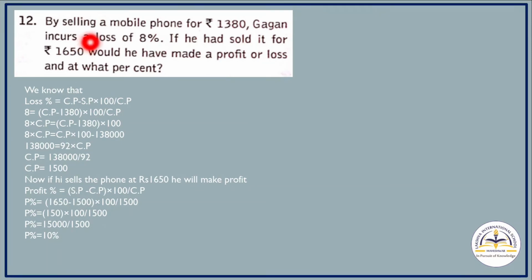Question number 12. By selling a mobile phone for rupees 1380, Gagan incurs a loss of 8%. If he had sold it for rupees 1650, would he have made a profit or loss, and at what percent? So first it is given loss of 8%. It means first you have to apply the loss percentage and find out the cost price. So again here we have applied the formula of loss percent, and here the cost price. When you solve this, you will get 1500, and then you can see the amount.